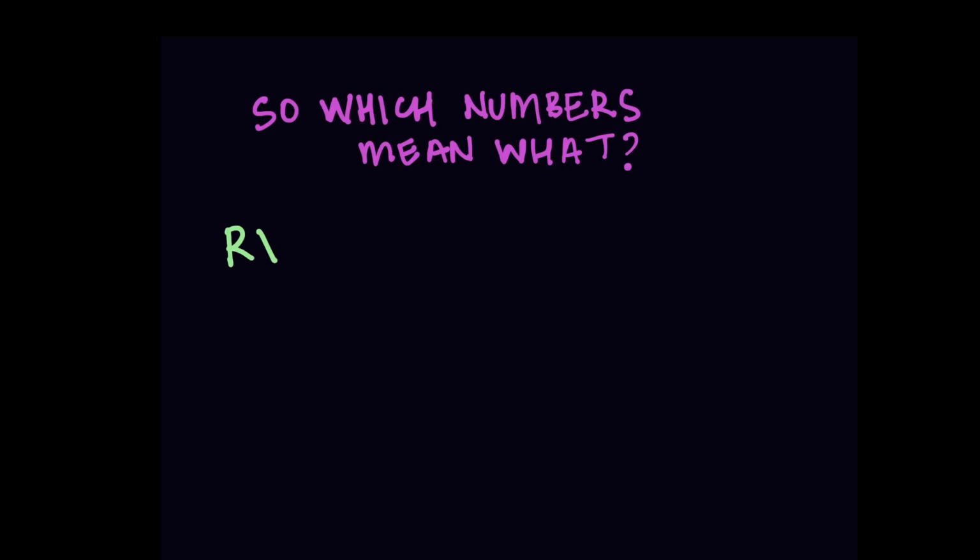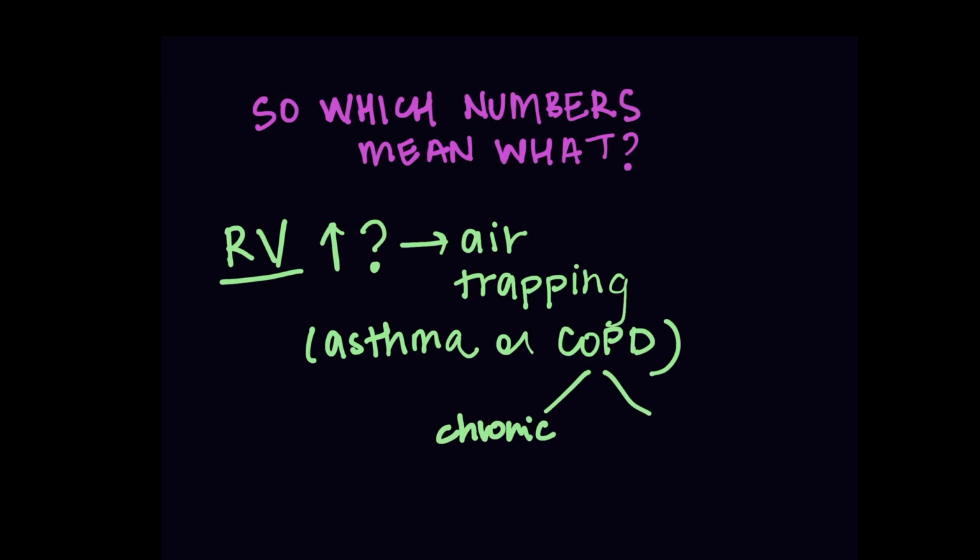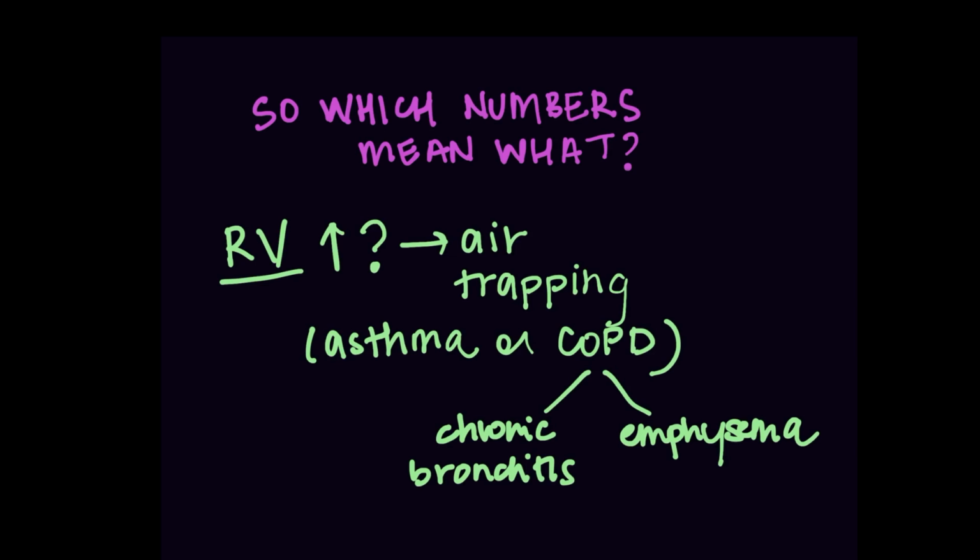The next number you might look at is the RV, that residual volume. Remember we said it's that air that you can't get out? So this is elevated in air trapping essentially, and that's something that you can see also in asthma or COPD. And just in case you guys didn't know, COPD is kind of like chronic bronchitis plus emphysema, and some people are more bronchitis, some people are more emphysema, but just know that all of those diseases can end up causing you hyperinflation and air trapping.